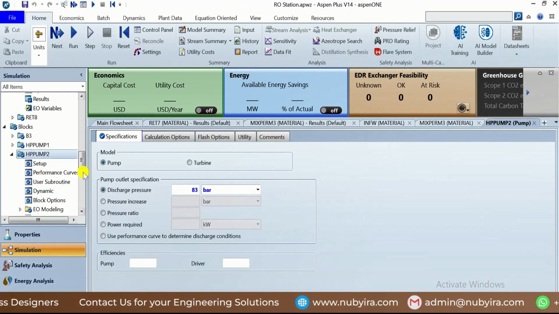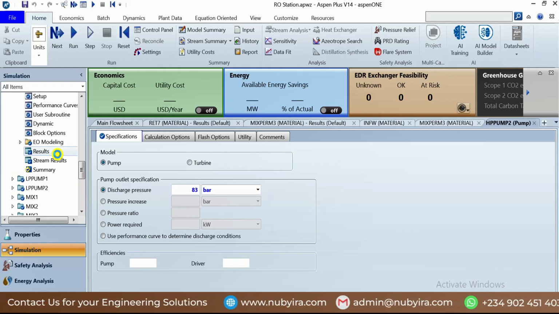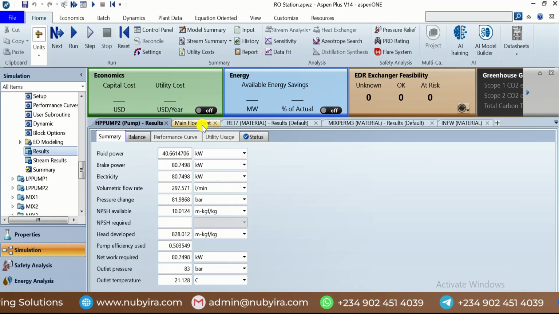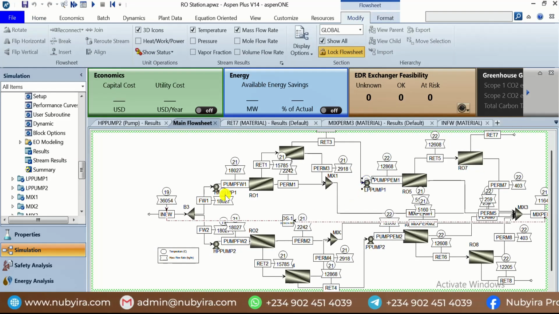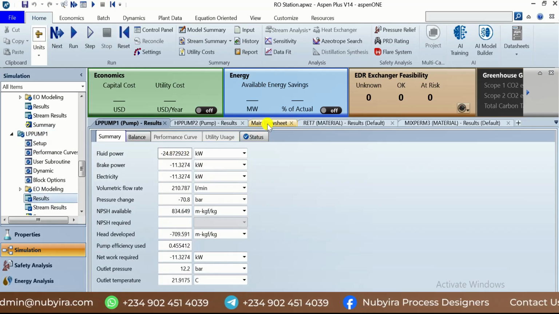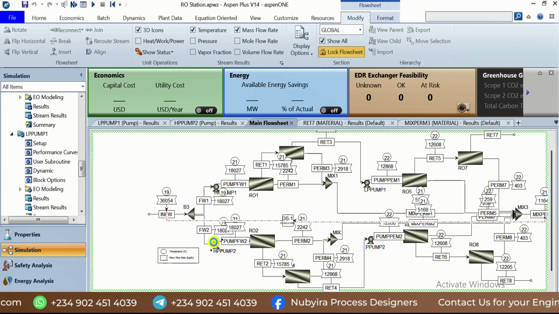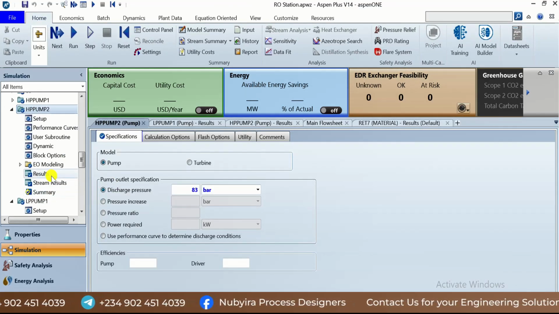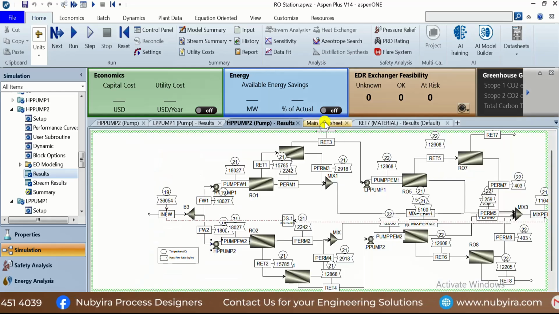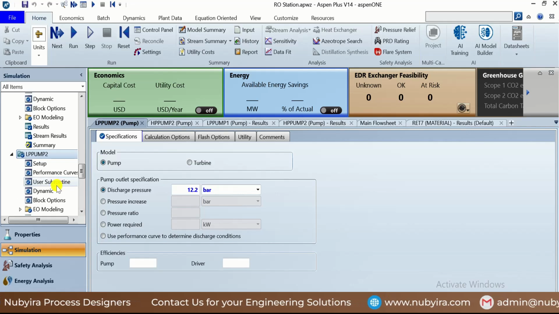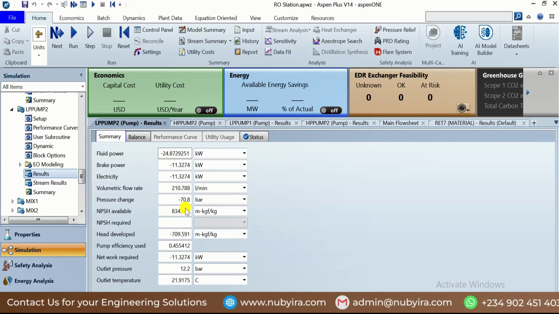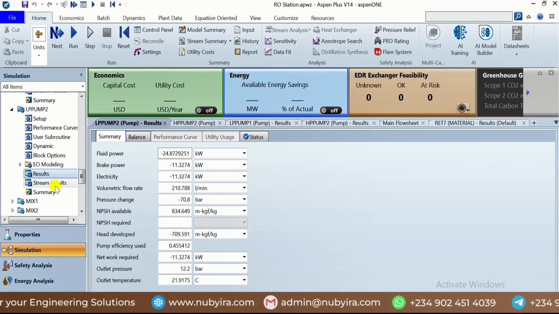You can see the power of all those pumps. It is very important to keep track of them to know the specific power utilization of the plant. This is 40 kilowatts. So for the low pressure, let me check the typical power. 28 kilowatts. Why is the other one 40? No, why is this one having negative power? So 11 kilowatts.